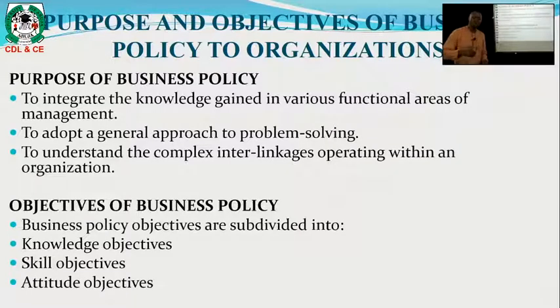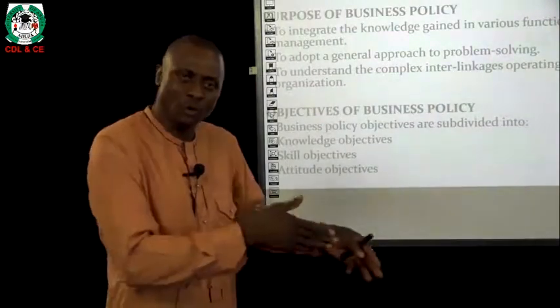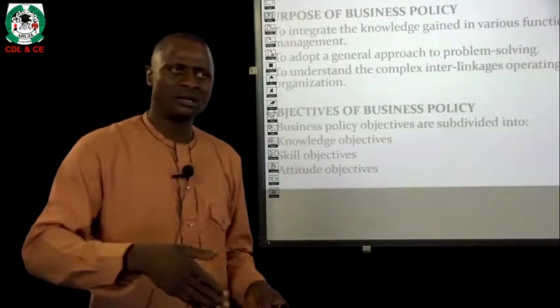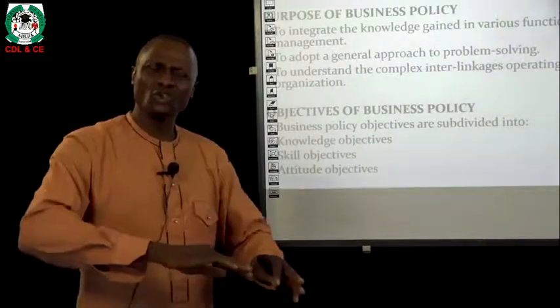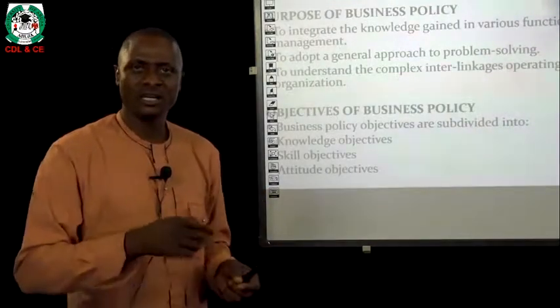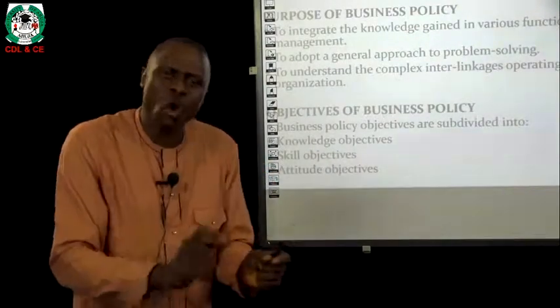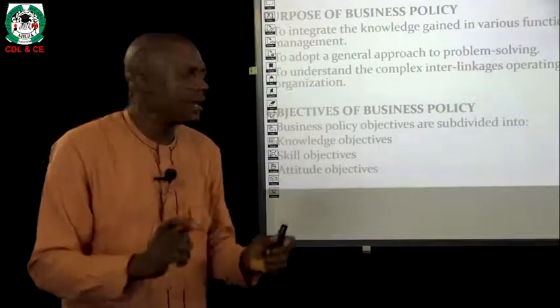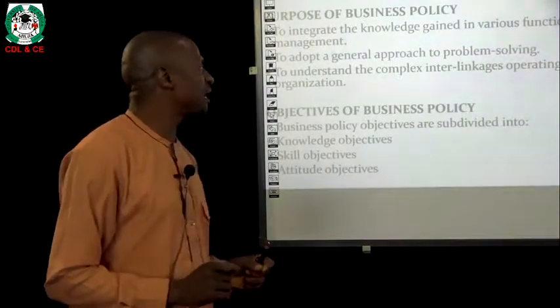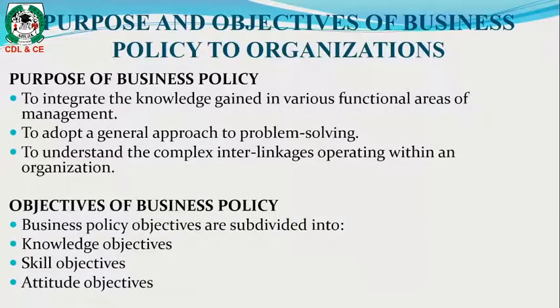What are these functional areas of management? When we talk of account and finance, production and supply, marketing, human resource, engineering and all of that, these are the functional areas of management that we are talking about. So, the main purpose of business policy is to integrate all those functional areas of management. All right? Two, to adopt a general approach to problem solving.